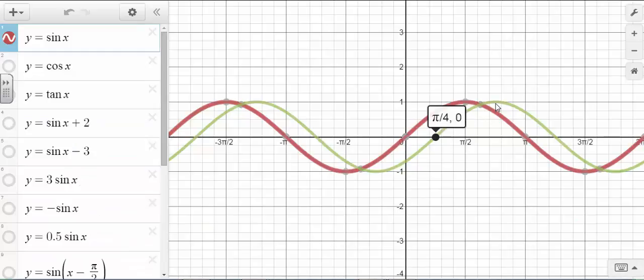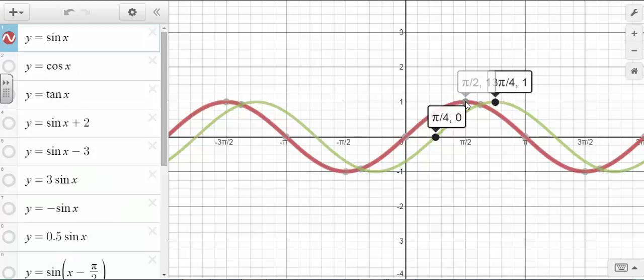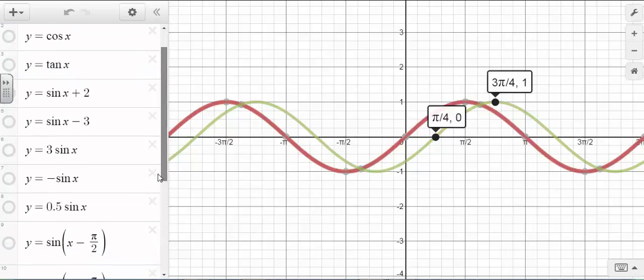If I start at whatever this ends up being now, 3 pi over 4, I subtract the pi over 4, and I'm back at the 2 pi over 4, or pi over 2, where that will be used in the calculation of sine.